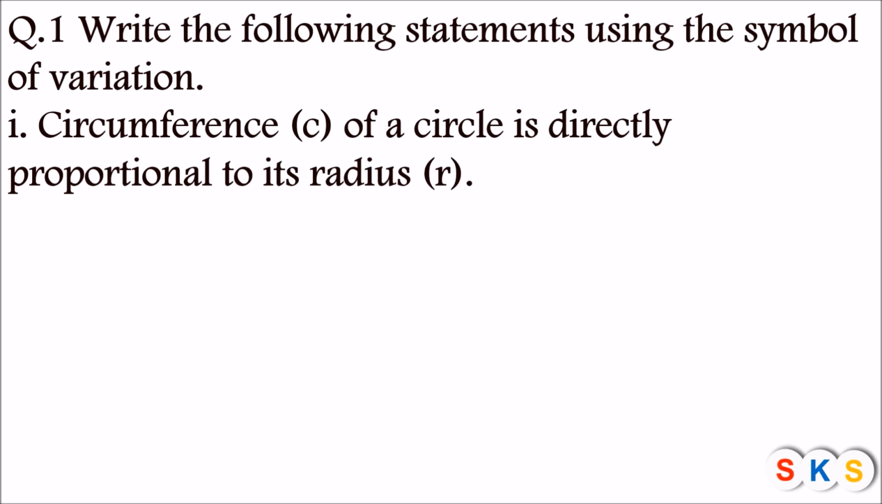So you can see there is a direct variation between circumference and its radius, and I have to write this using the symbol of variation. So what is the first quantity over here? C, that is circumference. And what is the second quantity? R. So between C and R, we will write the variation sign, that is alpha. So the answer is C alpha R, that is C varies directly as R.